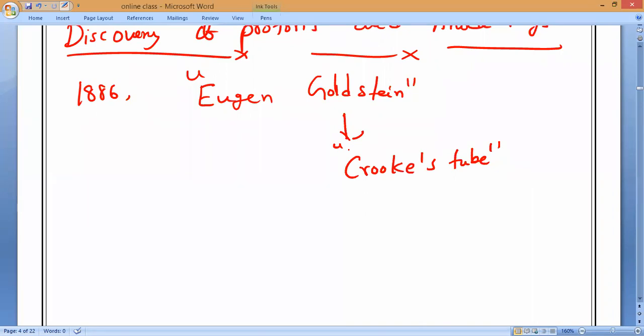He is also a 19th century scientist. He was born in 1850 and died in 1930. He is the one who discovered these protons, called anode rays. So let us study the experiment conducted by Eugen Goldstein, how he did it and what he conducted.